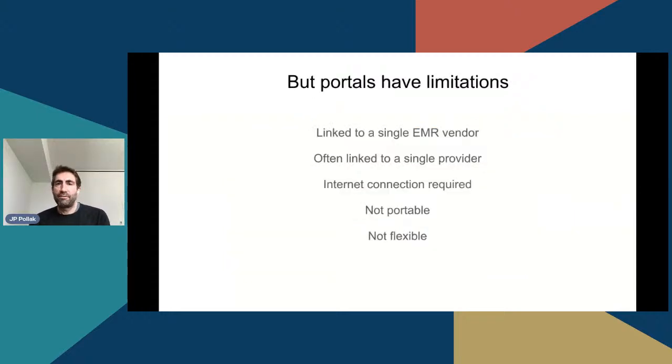But these portals do have some considerable limitations. They're linked to a single EMR vendor. They're often linked to a single provider. We do know that, for example, Epic has done some nice work in terms of helping people see records from across some of the various institutions or providers where they receive care. But often that's not the case. And if I want to see my records from Weill Cornell, I have to log in there. And if I want to see them separately from somewhere where I received care years ago in a different state, for example, I would have to log in separately.